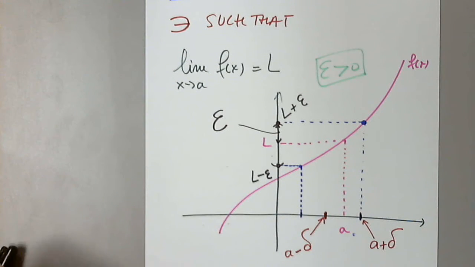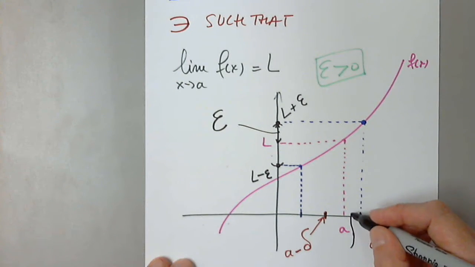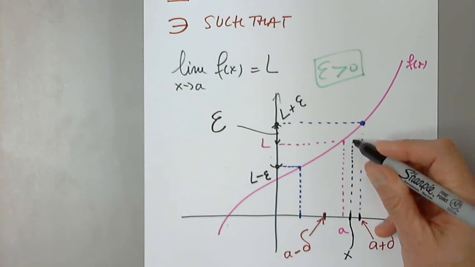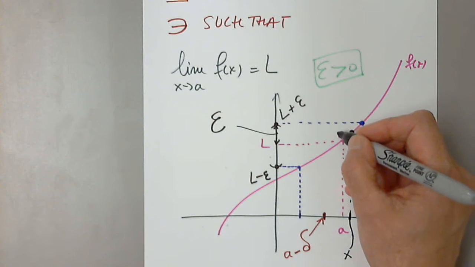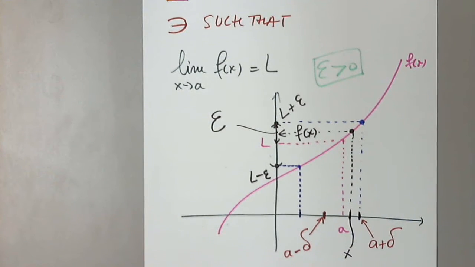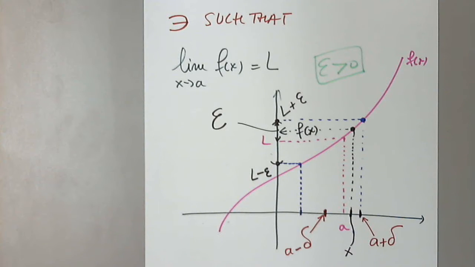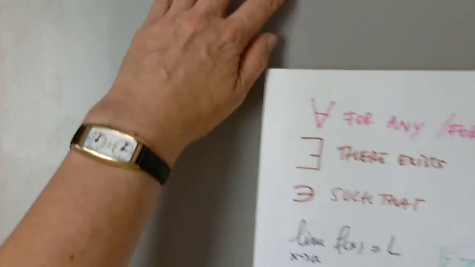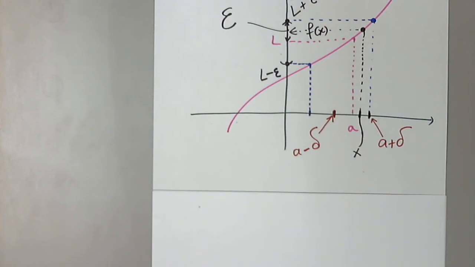And now the key, such that if I pick x here, where will f of x fall? Definitely within epsilon of L, not outside of the interval. Why? Because the limit exists. So let's write it, and then we'll explain it again. So now let's put it in writing. And I will come back to this example, the counterexample, in a minute.